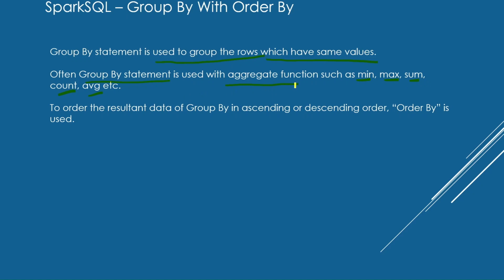And suppose we want to order the resultant data set which we have created with the help of a group by and an aggregate function, we can order it with the help of the order by clause in ascending order and in descending order.